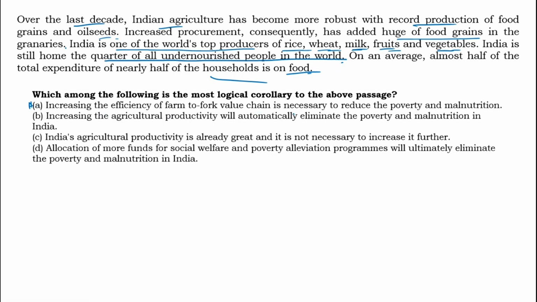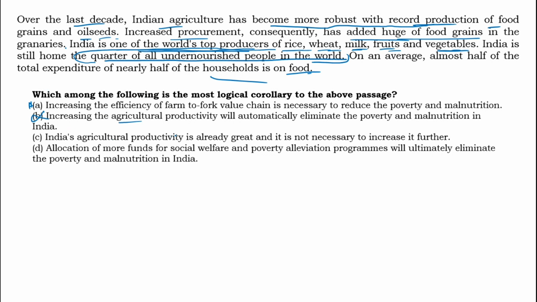Increasing the agricultural productivity will automatically eliminate poverty and malnutrition in India. Why should we increase it? The passage clearly says that Indian agriculture has become more robust with record production of food grains and oilseeds. Increased procurement has added huge amounts of food grains in the granaries. India is one of the world's top producers of rice, wheat, milk, fruits and vegetables. So the concern of the author is not that we have to increase the agricultural productivity. He is concerned that, even after we have so many such things, why is India still home to a quarter of all undernourished people in the world. So the statement is incorrect.